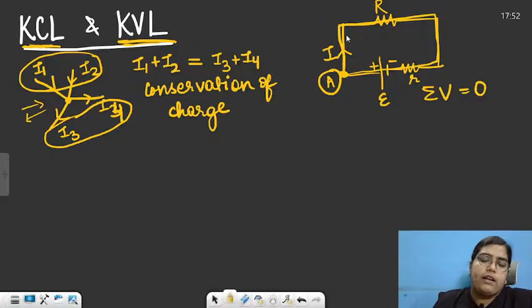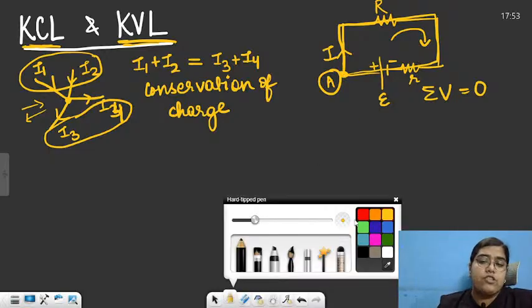So for the loop rule, you just have to remember two things. If you have more than one loop, like in most questions, you have to traverse the loops in the same direction, either all anti-clockwise or all clockwise. It should not be the case that you traverse one loop in clockwise and the other in anti-clockwise. Then you will get the wrong answer. So if I move clockwise in this loop, I just have to start from this point.